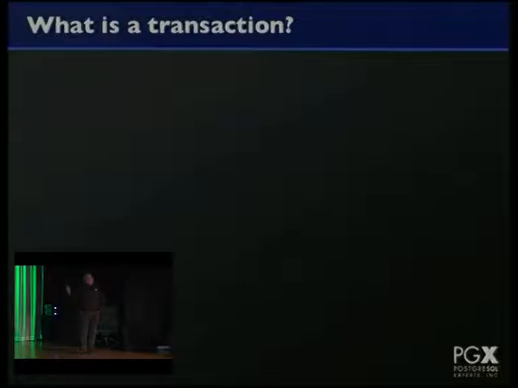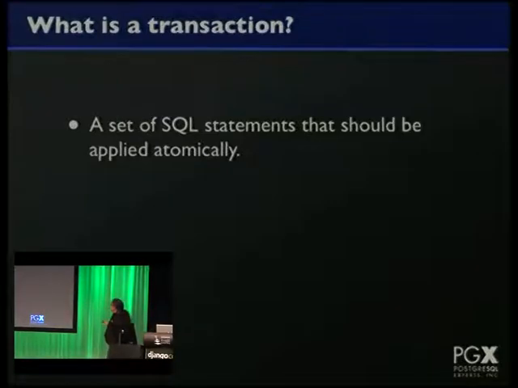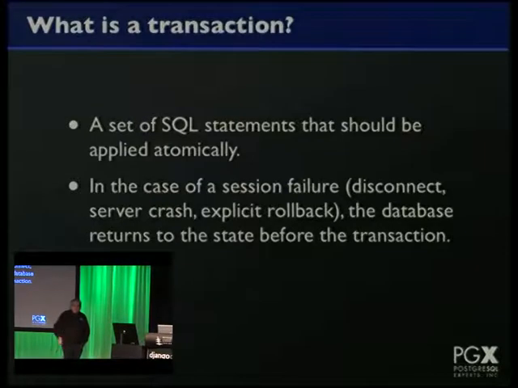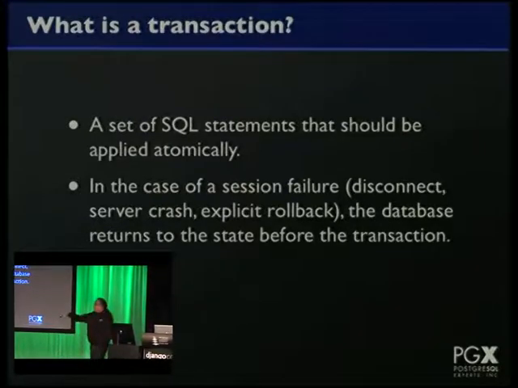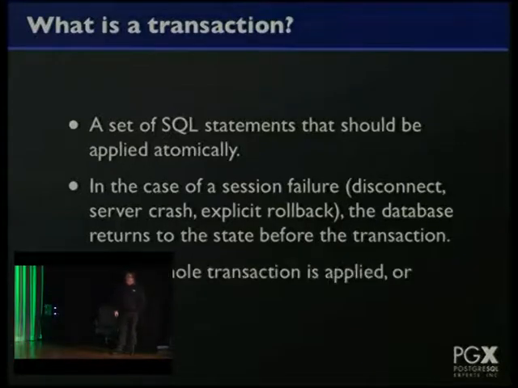So, okay, what is a transaction? I mean, conceptually, what is a transaction? The spec goes on forever, and who cares? Whoever reads the SQL spec. Anyway, certainly the database vendors don't. Rimshot. It's a set of SQL statements that should be applied atomically. In the case of a session failure, which could be a disconnect or a server crash, or you explicitly roll back, or you get an error and it makes you roll back, the database returns to the same state as it was before the transaction. So nothing was applied inside that transaction. That's it. So the whole thing is applied or none of it. This is why we call them atomic, because back when databases were invented in 1878, people thought atoms were indivisible or something, I don't know.